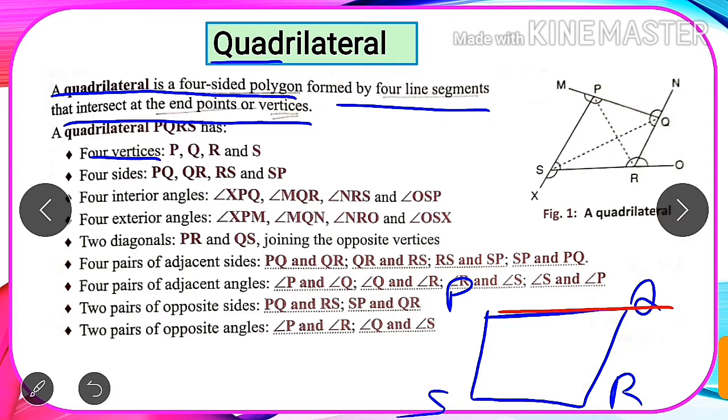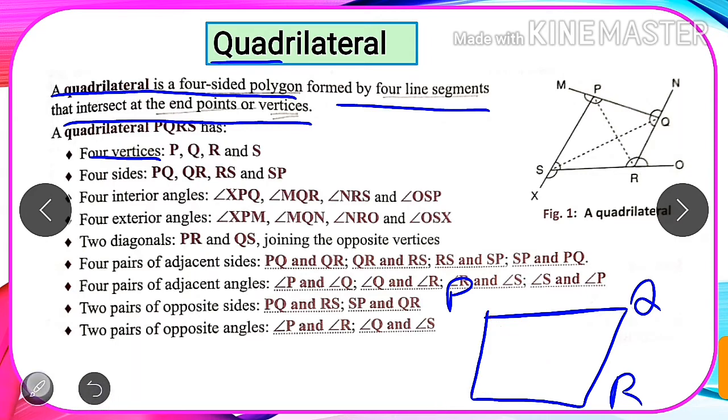Next, let us talk about the diagonals. So diagonals are the lines which are formed by joining two opposite vertices. So by joining P and R, we will get one diagonal, and another diagonal will be Q and S. So these are the two diagonals. So all total we have two diagonals in a quadrilateral.